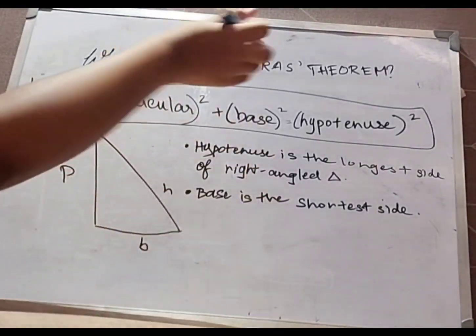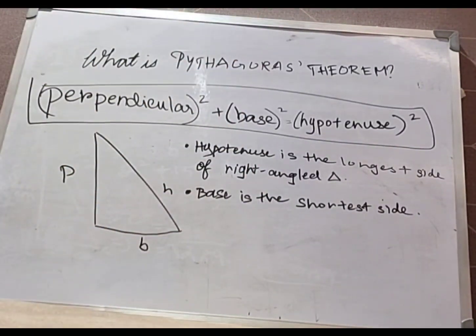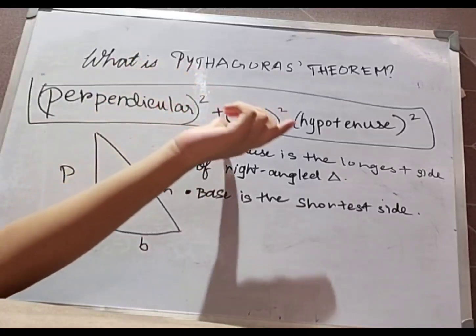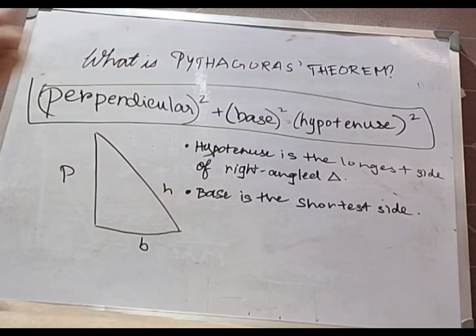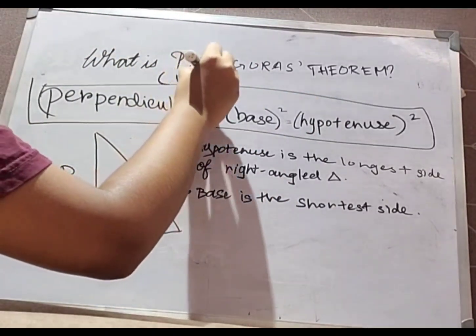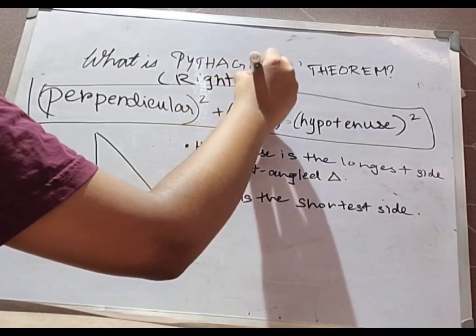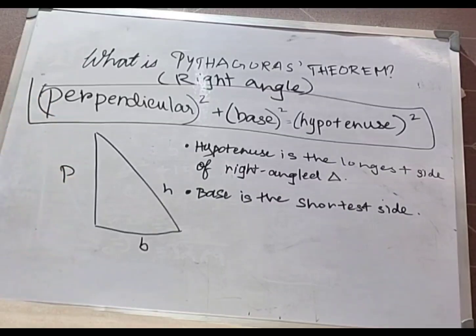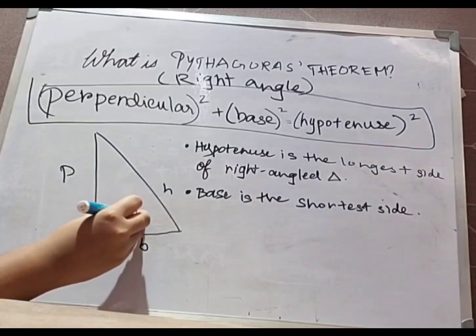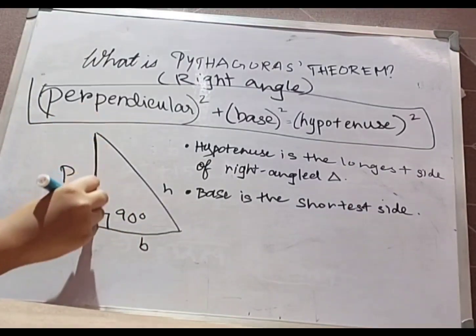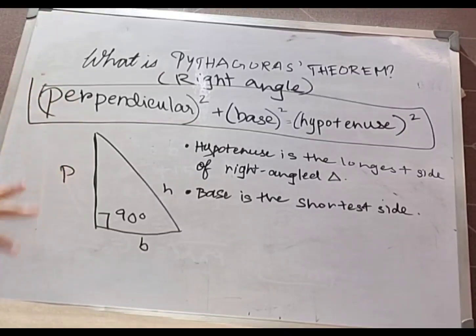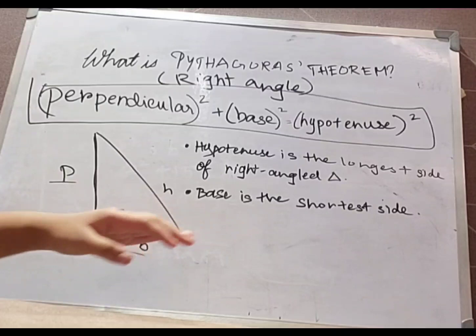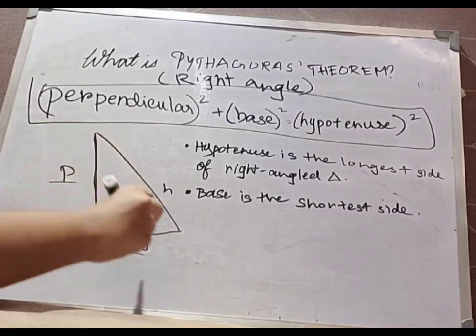So we have learned what is Pythagoras theorem. Pythagoras theorem is simple. Perpendicular square plus base square is equal to hypotenuse square. This will only apply for right angle triangle, and no other kind of triangle. So this is a right angle triangle where this is 90 degrees. The thing which is at 90 degrees is known as perpendicular. The base, which is the foundation of the other 2 sides, is known as base.